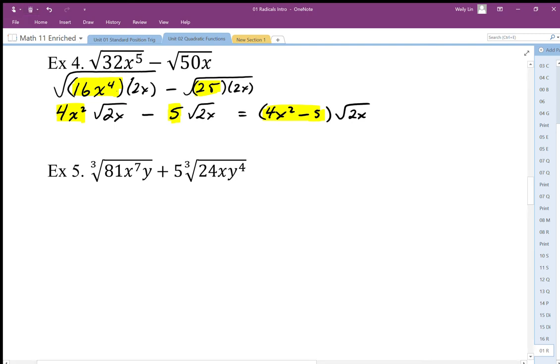So for this one, since it's a cube root, we're looking for perfect cube factors. Okay, so 27 is a perfect cube, so I'm going to write this as 27. x to the power 6 is a perfect cube as well, so I'm going to factor that out. What I'm going to be left with is 27 times 3 is 81. For the x^7, I need x^6 and x^1. And then we have the extra y. So there is my perfect cube part, I'm just going to highlight. This is a part I'm going to take out of the radical.